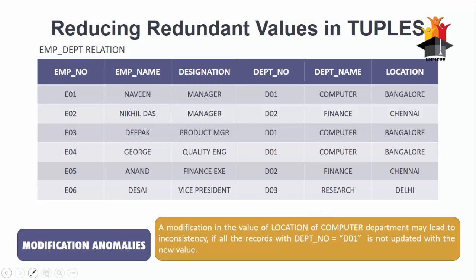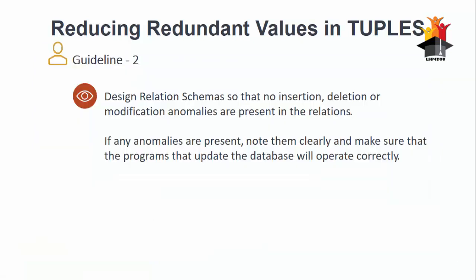Modification anomaly. If the location of the computer department has been changed, then the location of that particular department has to be changed wherever the department ID is D01. This may cause inconsistency if the change has not taken place in all relevant tuples. This is modification anomalies. Let's see guideline 2.